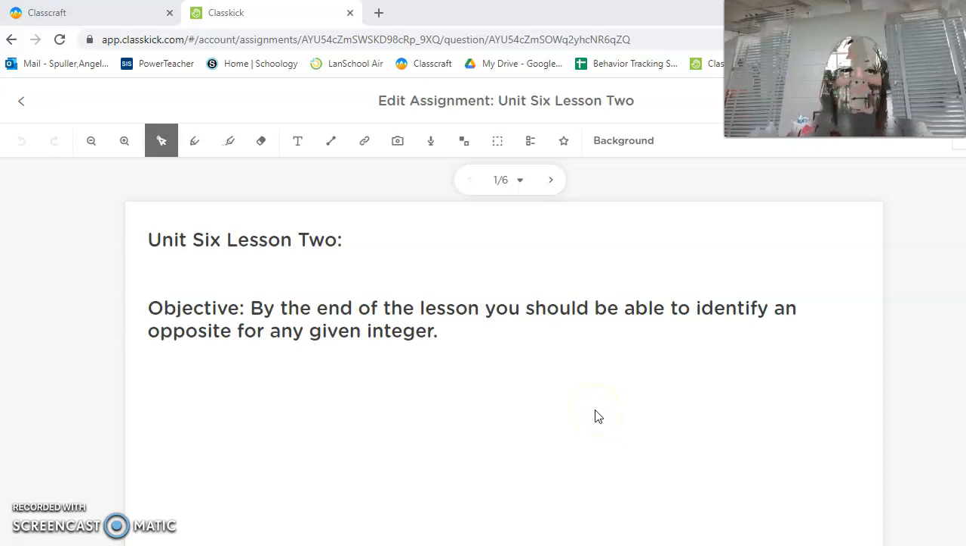Hello, this is Mrs. Oakley, and today we're going to look at Unit 6, Lesson 2. By the end of this lesson, you should be able to identify an opposite for a given integer.